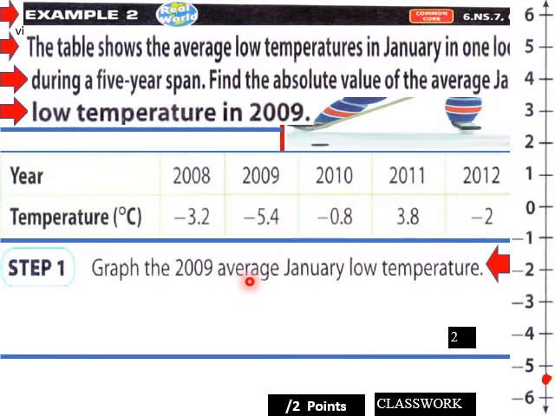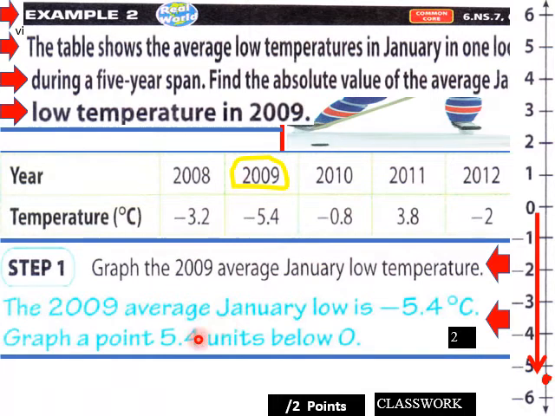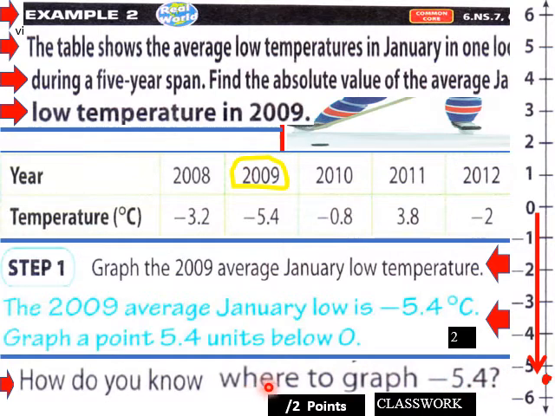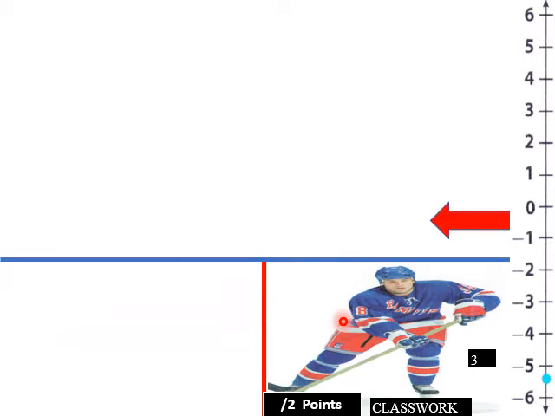So step 1, graph the 2009 average January low temperature. So that'd be down here. This is our thermometer here. Here's 0, and then negative 5.4 would be about down there. So the 2009 average January low is negative 5.4 degrees centigrade, which is about there. So graph a point 5.4 units below 0, which we've already done. So how do you know where to graph? How did we know where to put that?